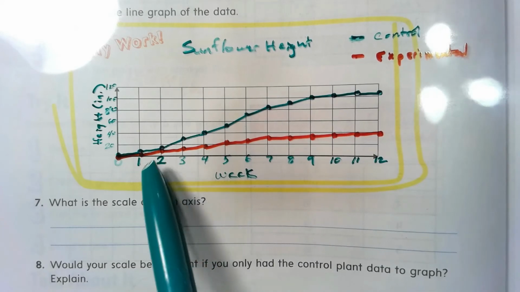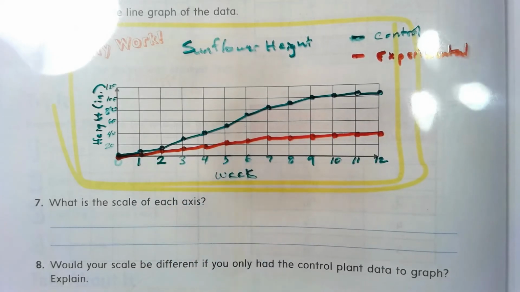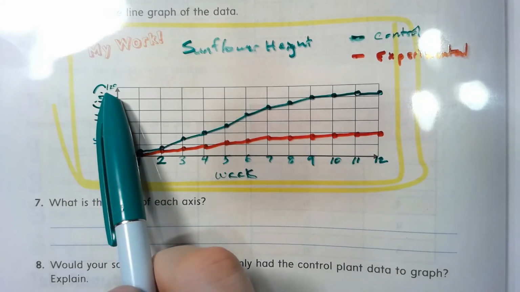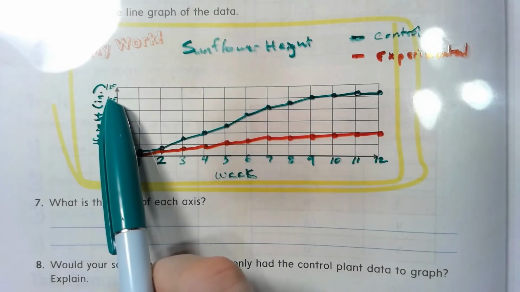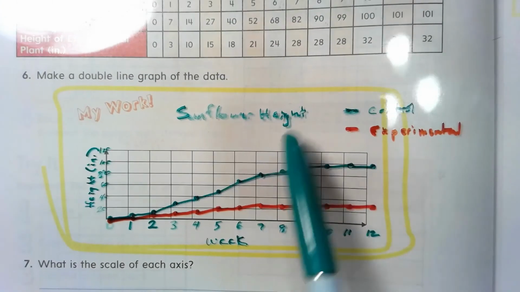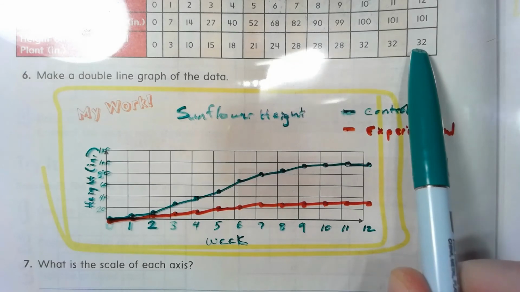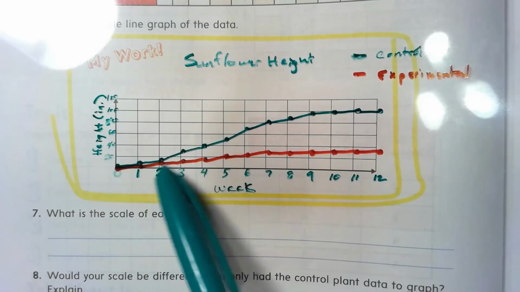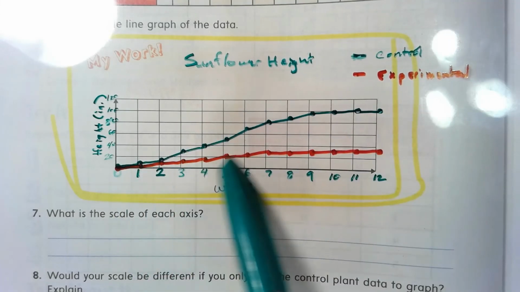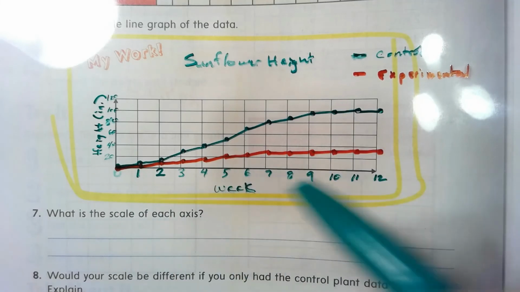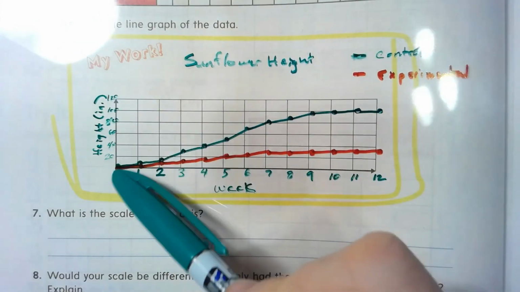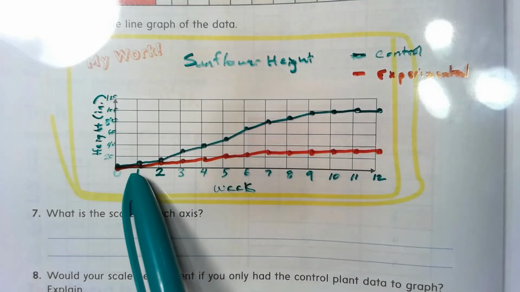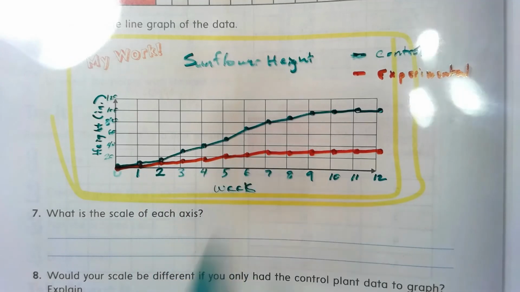If we were only graphing the experimental plant, on the other hand, our scale would definitely be different because we would not need to go from 0 to 120. We would just need to go from 0 to at least 32 because the experimental plant's maximum data was only 32 inches in height. So for the control plant, our graph is going to stay the same. The experimental plant, if we had only graphed it, we would have been able to go from 0 to 32, skip counting by much smaller numbers, so our graph would have been more spread out and it wouldn't have looked like it was all squeezed together like it does right now.